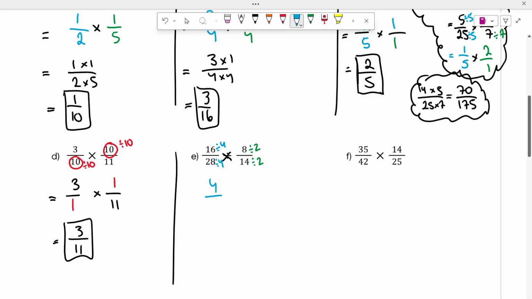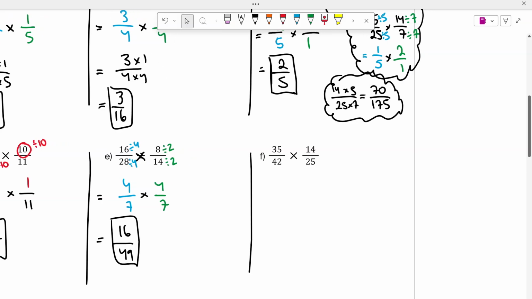So 16 divided by 4 is 4. 28 divided by 4 is 7. Over here, 8 divided by 2 is 4. And 14 divided by 2 is 7. And there's no other simplification I see there. So I'm going to do 4 times 4 is 16, and 7 times 7 is 49. And since these fractions don't simplify, I know that this fraction cannot simplify.